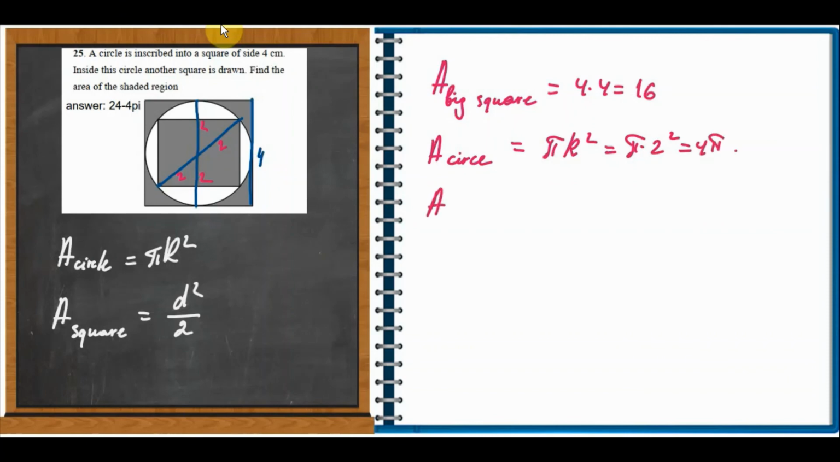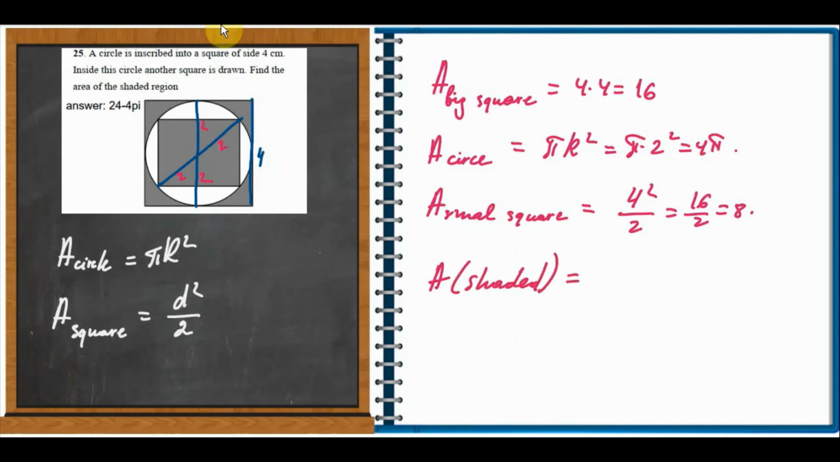And the area of the small square is going to be d squared over 2, where d is 4, so that's 16 over 2, which is 8. Now for the area of the shaded region, we will add the shaded parts. So the area of the big square is 16, and we should subtract the area of the circle, which is 4 pi, and we must add the area of the other square, which is 8. Now it's going to be 24 minus 4 pi. That's the correct answer.